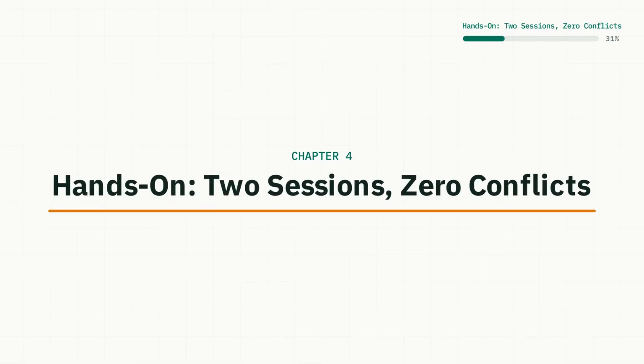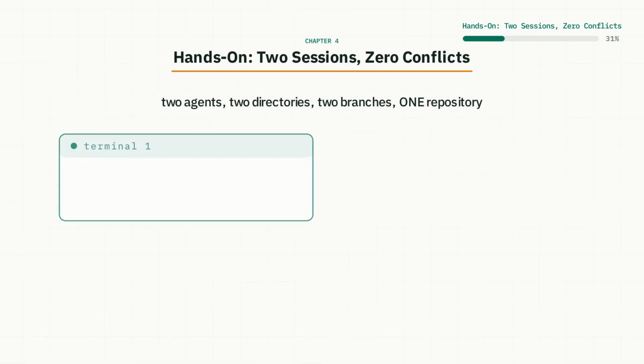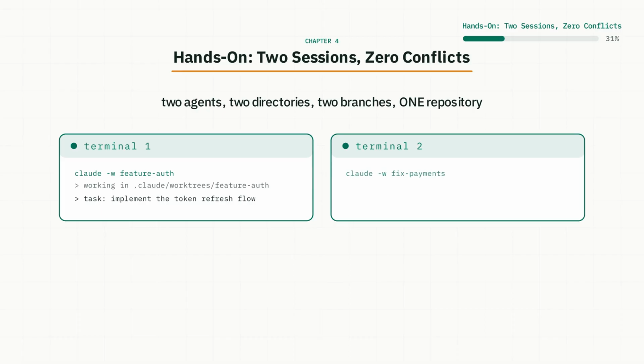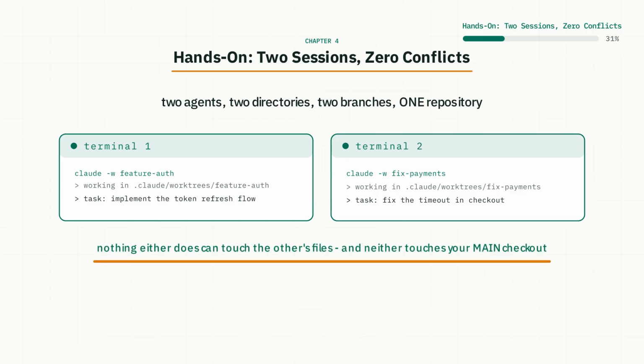Chapter 4, hands-on, 2 sessions, 0 conflicts. Terminal 1, start a session with the worktree flag named for the feature, say the auth work. Watch what happens. A fresh directory appears under the worktrees folder, a new branch is created, and the session opens with its working directory inside that isolated copy. Terminal 2, same command, different name, the payment bug. 2 agents, 2 directories, 2 branches, 1 repository. Give them their tasks and let them run. Nothing either one does can touch the other's files, and neither can touch your main checkout, where you're still free to read code, review diffs, or just watch.